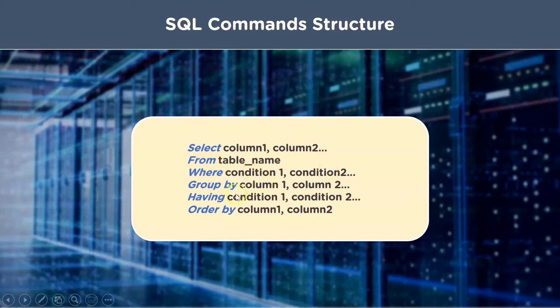Then we have the group by clause that takes various column names. So you can write group by column 1, column 2 and so on. Next, we have the having clause to filter out tables based on groups. Finally, we have the order by clause to sort the result in ascending or descending order.